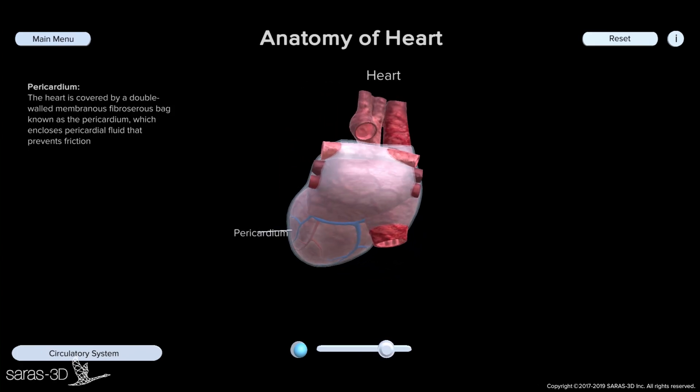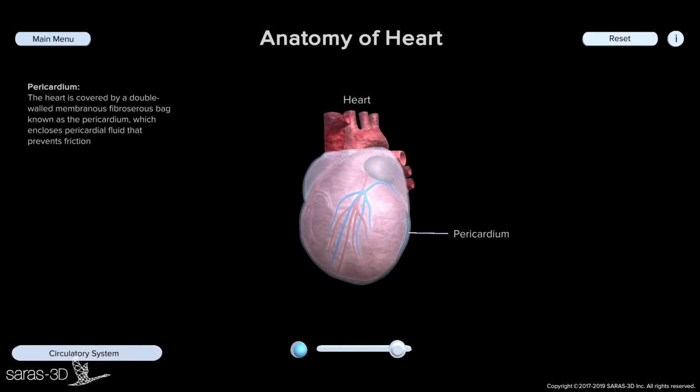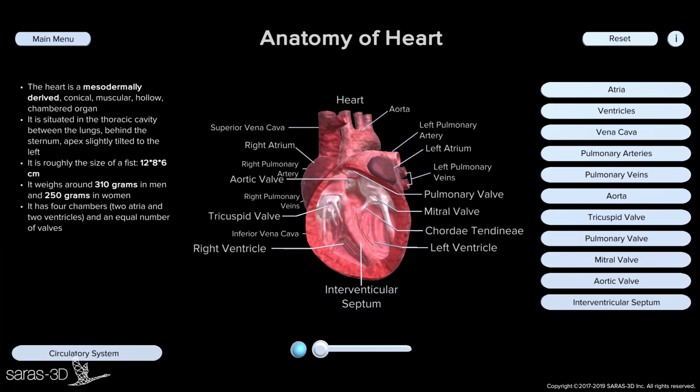So here you can see the layer shown in white is the pericardium. Now this pericardium is absolutely sticking to it. Inside the pericardium, the heart is again made up of three layers which are known as epicardium, myocardium and endocardium. Now let's look at the chambers of the heart, right?